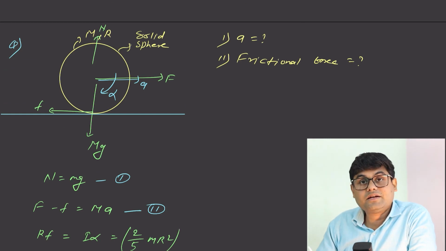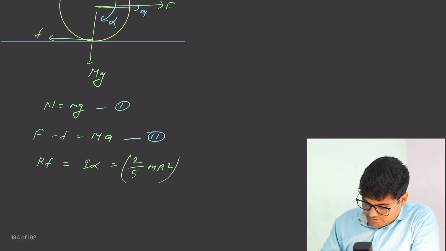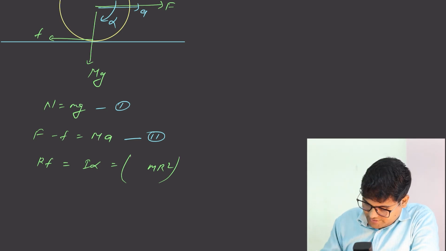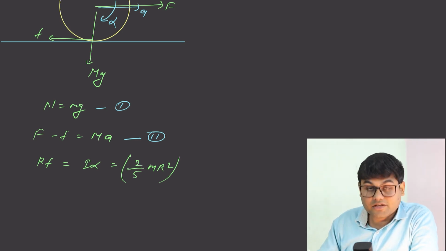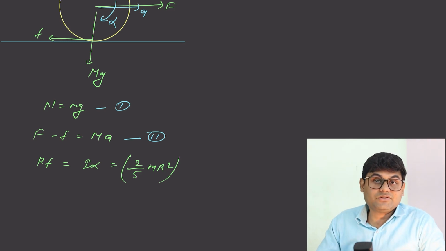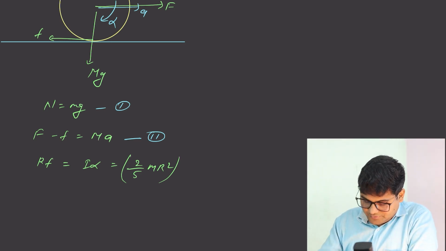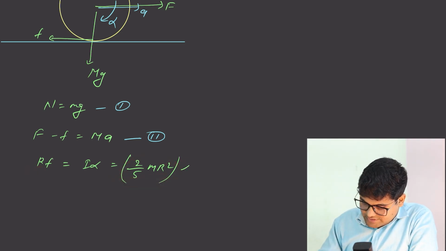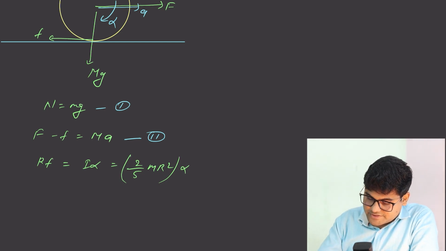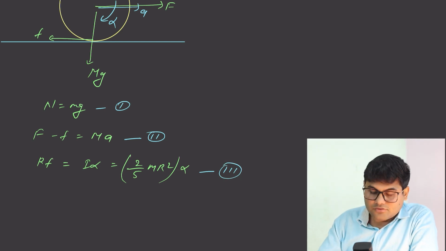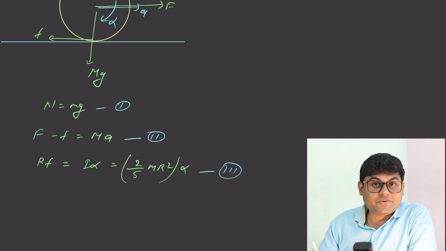For a hollow sphere, it is 2 by 3 mr square. Okay, so this is the solid sphere. So torque is equal to I alpha, and this is I into alpha. So this is the third kind of equation, not the second.